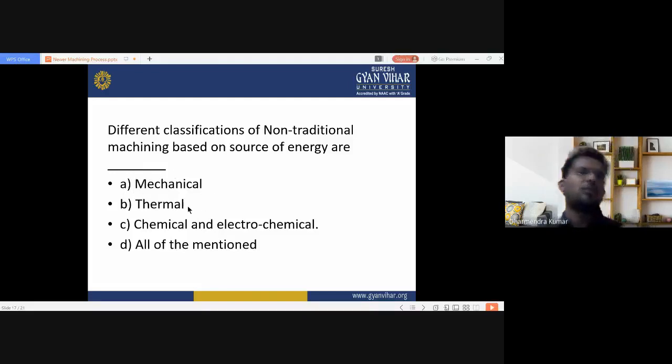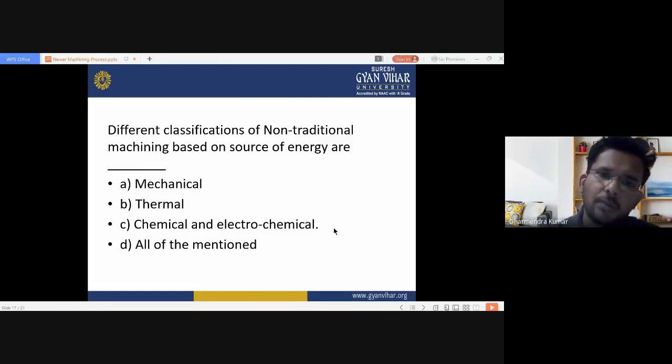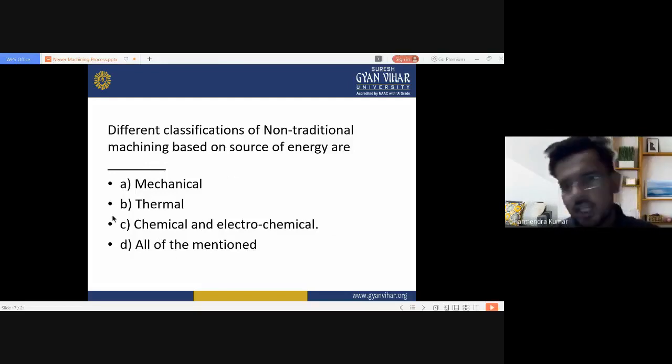If you're talking about thermal energy, then it is further classified into three subgroups. Chemical and electrochemical energy is also divided into various subgroups. Then our answer is all of the mentioned, or all of the above. On the basis of these types of energy, we can classify non-traditional machining or non-conventional machining into various subgroups.